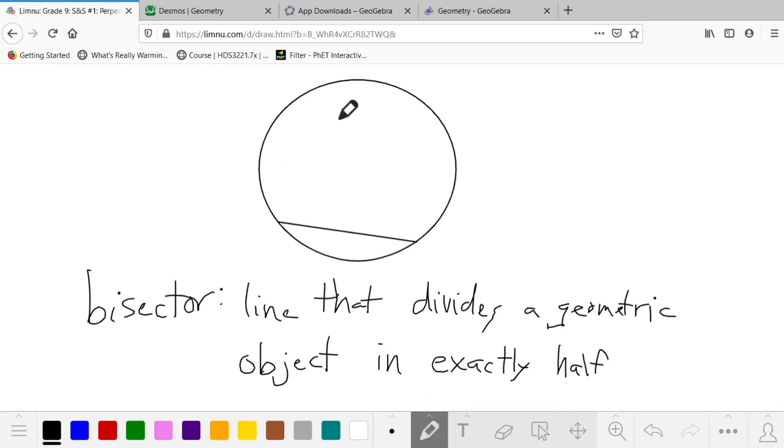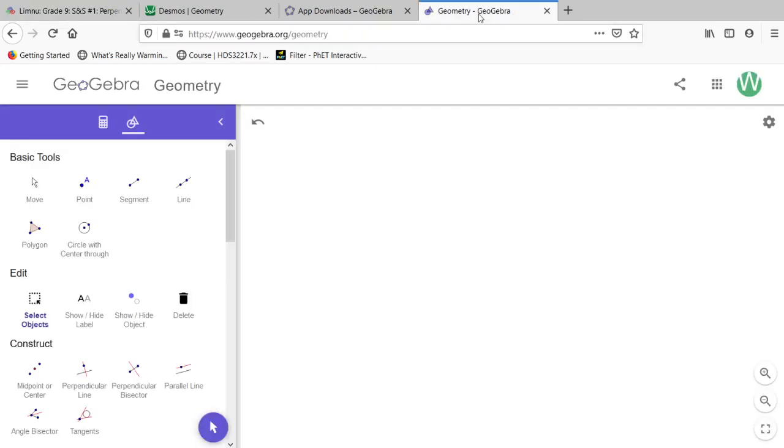So what we are going to prove today is that if you take a line from the center and draw it perpendicular to absolutely any chord in the circle, if it's drawn perpendicular, it will also be a bisector. That's what we are looking to prove today.